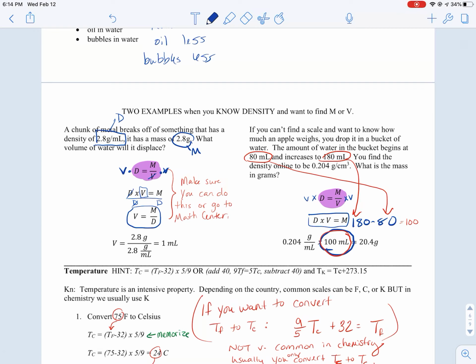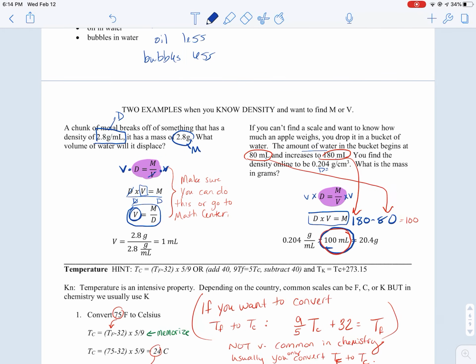If you have the m and the d, then you're going to need to solve for the v. And then over here on this side, again, we have the d, and then we have 2 numbers for the volume. So this is describing what's going on. The water in the bucket begins at one amount, and then after you put the thing in, it becomes 180. So the volume is 180 minus 80. That's the volume of whatever you put in. That is your volume. So we know the density is this number here. And then for our volume, we had to do a little bit of extra math. Make sure that you can do that extra math to get to the volume of it.